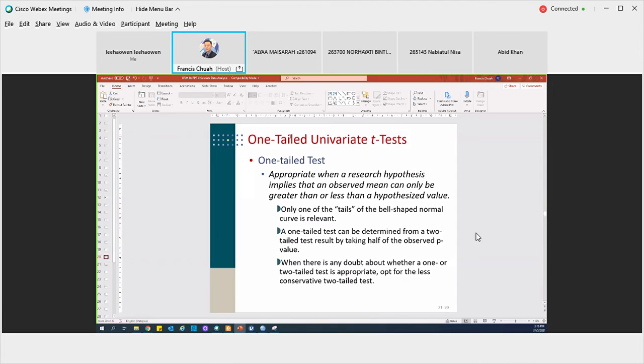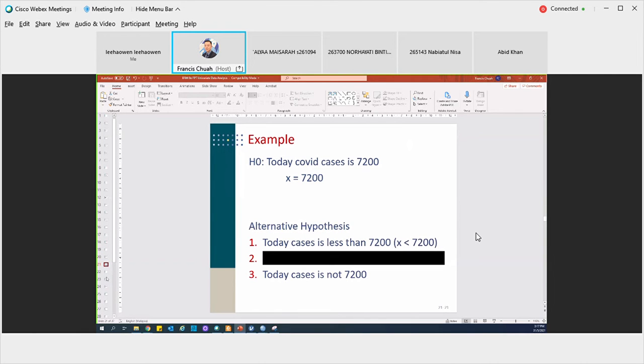But what is most important here is that you need to learn and understand why it is important for us to learn about one-tail and two-tail analysis. Okay, so I give you one example. So we are done with this example. Okay.